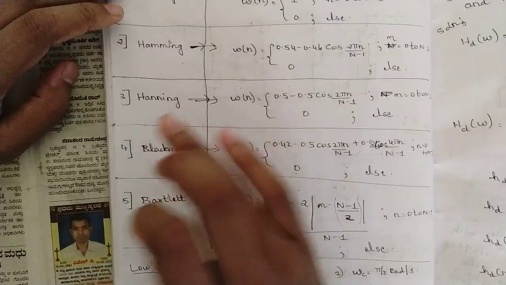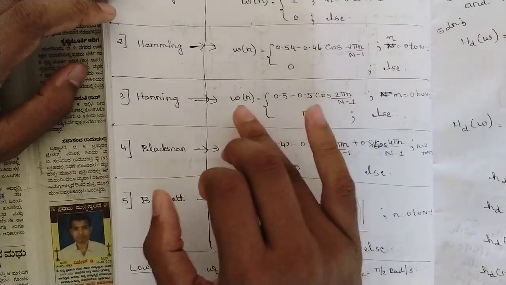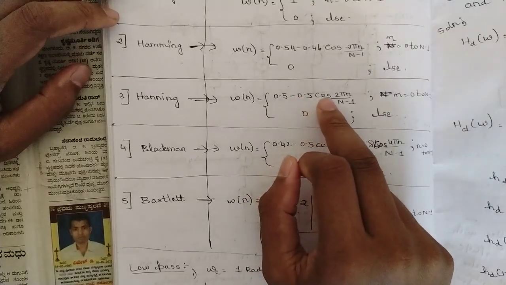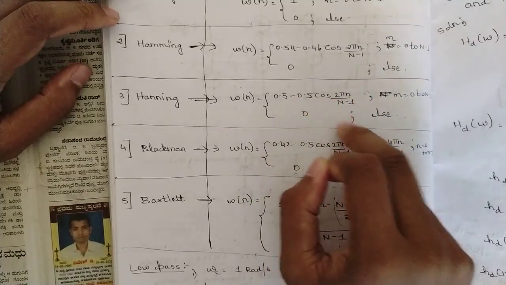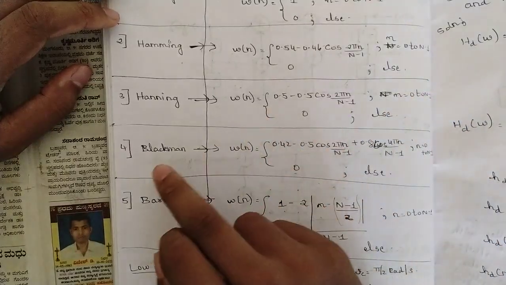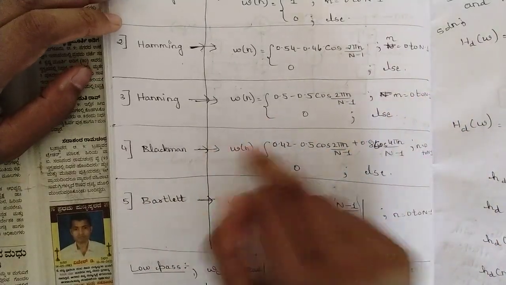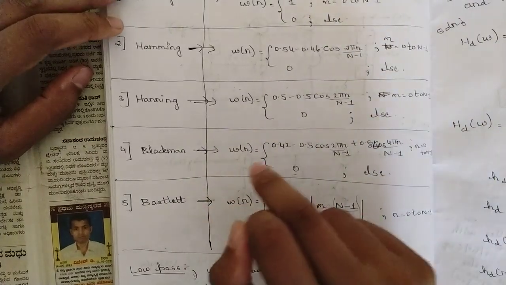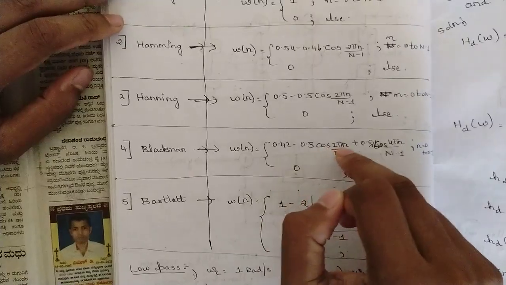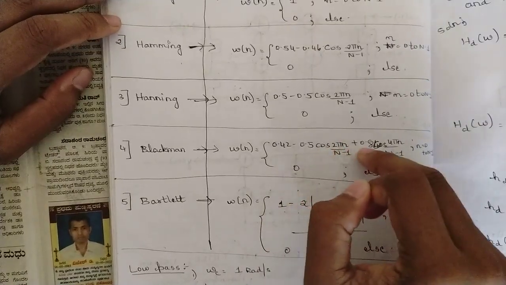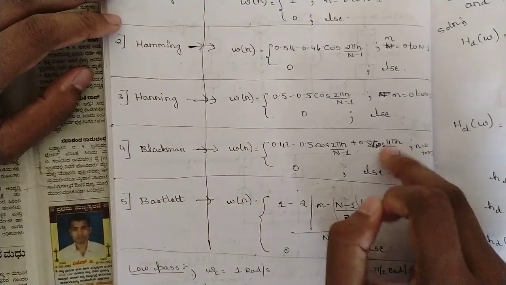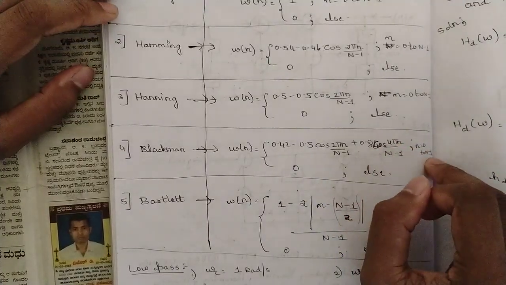For the Hanning window also we have a separate formula, that is omega n is equal to 0.5 minus 0.5 cos 2 pi n divided by n minus 1, for all the values of n from 0 to n minus 1. And for the Blackman window, again we have one huge formula, that is omega n is equal to 0.42 minus 0.5 cos 2 pi n by n minus 1 plus 0.8 cos 4 pi n by n minus 1, for all the values of 0 to n minus 1.